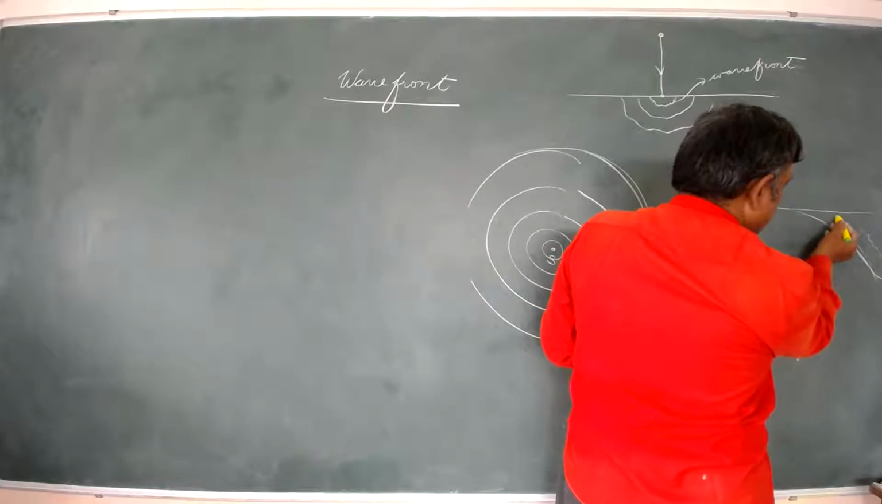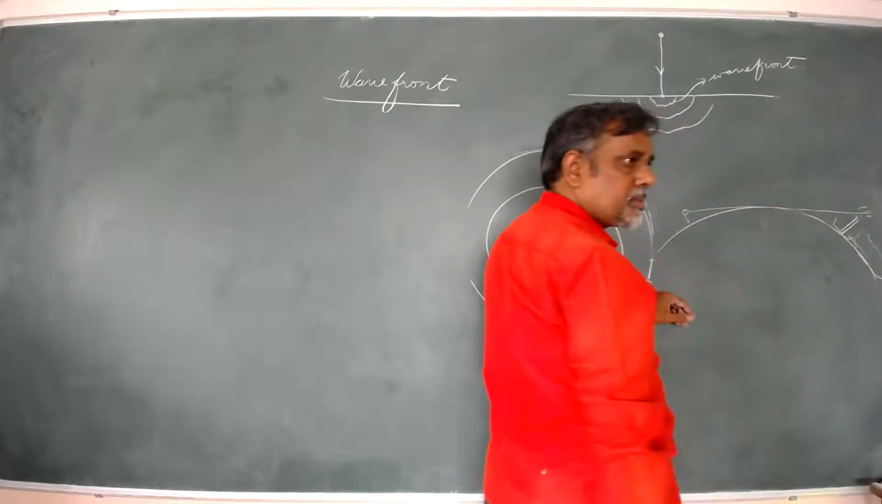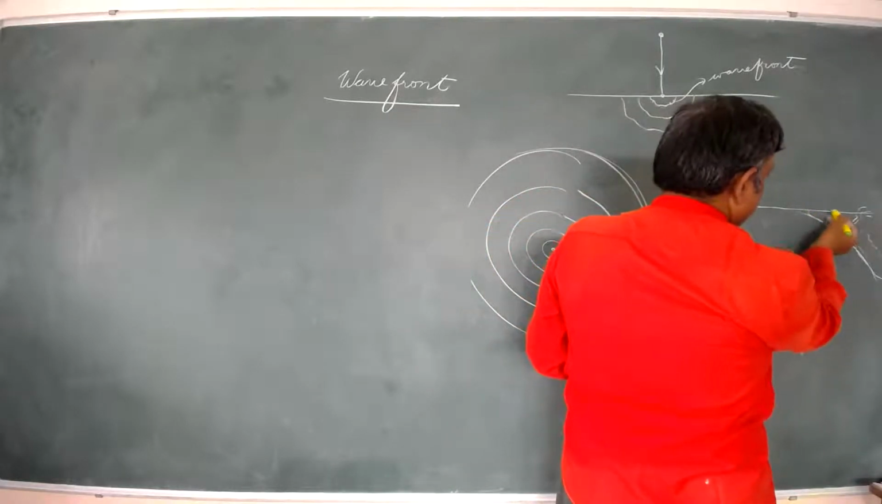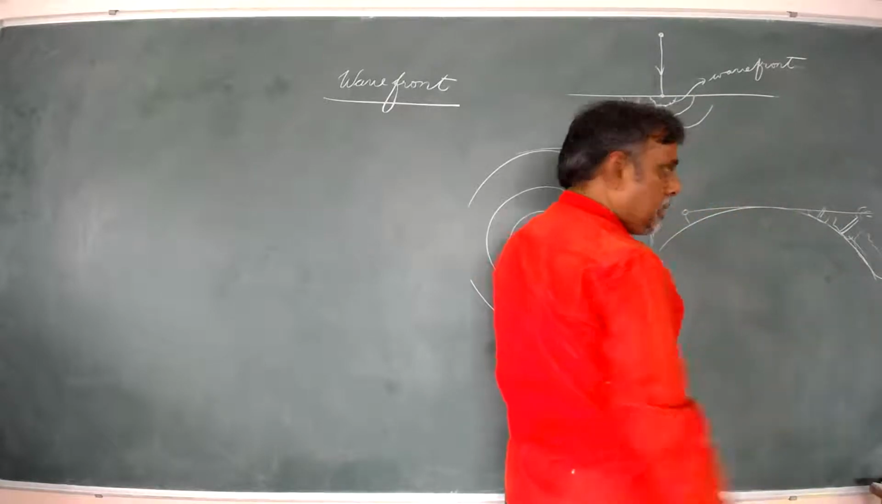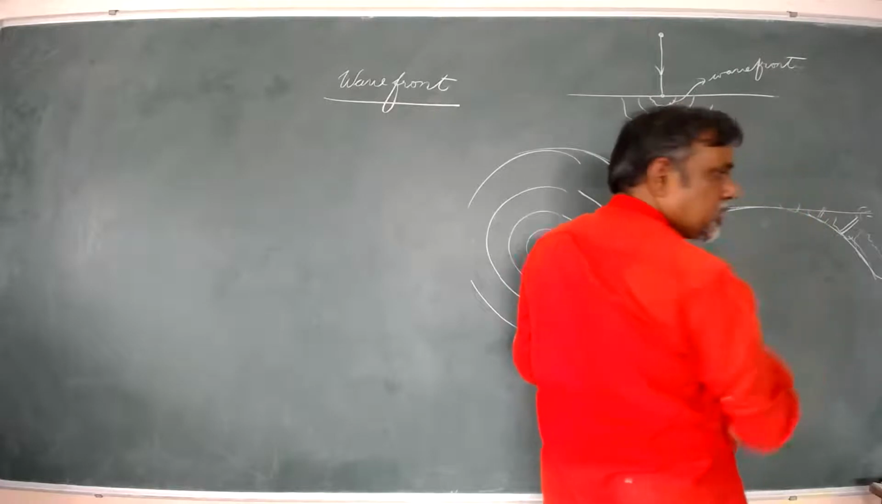The moment the ship enters over here, this is the smoke. The smoke will be visible. Next, the moment the ship comes over here, this will be visible, but the ship will not be visible. But later, the complete ship will be visible.